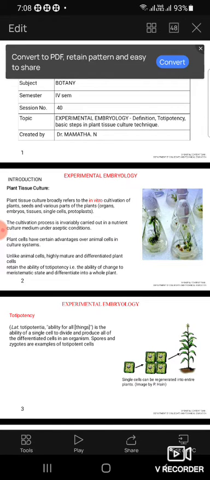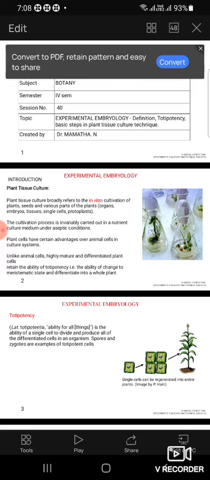Plant tissue culture broadly refers to the in vitro cultivation of plants, seeds, and various parts of plants, like an embryo, tissue, single cell, or protoplasm. The cultivation process is invariably carried out in a nutrient culture medium and aseptic conditions. Plant cells have certain advantages over the animal cells in culture system.